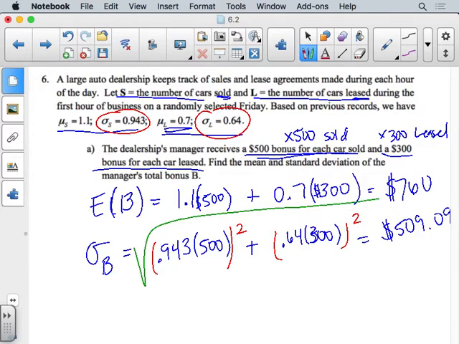So expected amount, combining these two things together. Combining expected is just take those two expected values and add them together. In this case, we added the whole dollar bonus thing. And then for spreads, I need to square them and add them together for a spread.